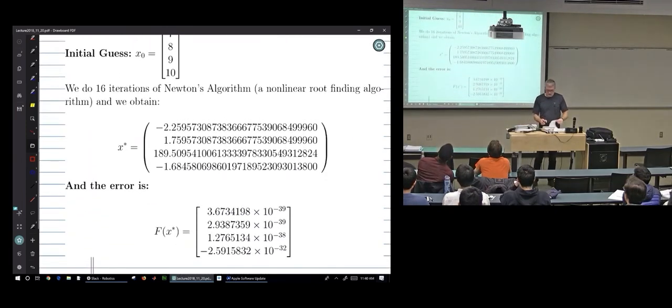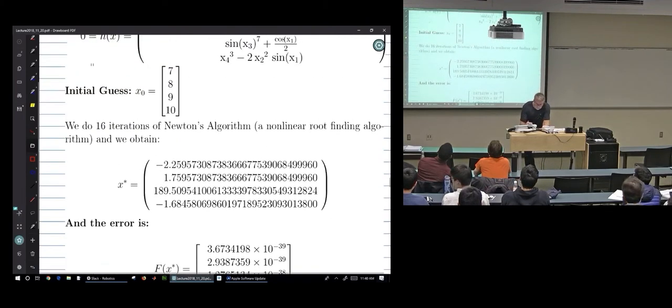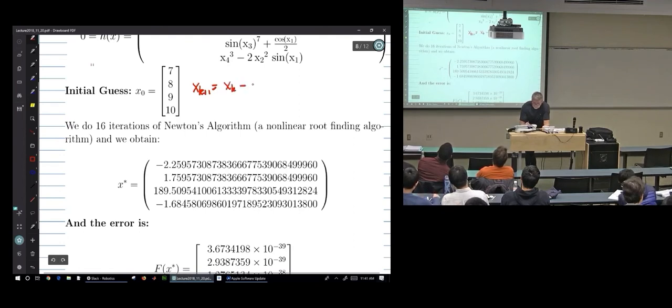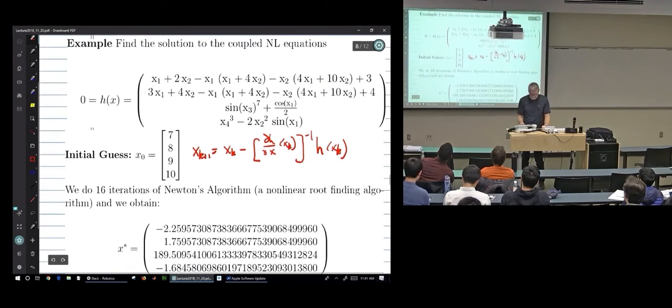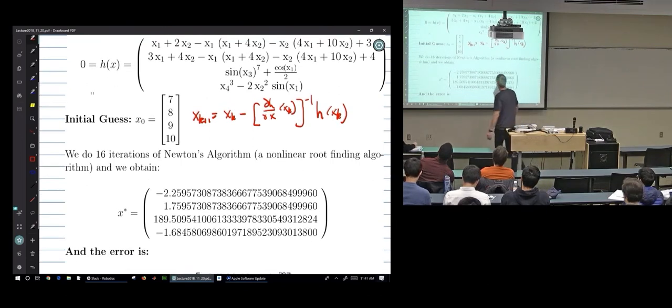So this is Newton's algorithm. Let me just write it down very quickly. We'll study it a little bit later. Newton's algorithm is x_{k+1} equals x_k minus the inverse of dh/dx evaluated at x_k, times h of x_k. So I've just posted a handout on it. You don't have to read it yet. We haven't quite gotten to it. Okay. That's called Newton's algorithm.